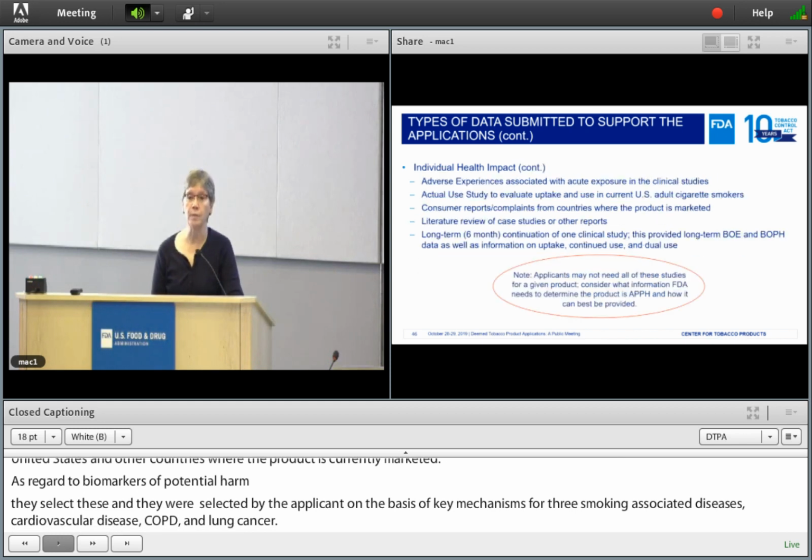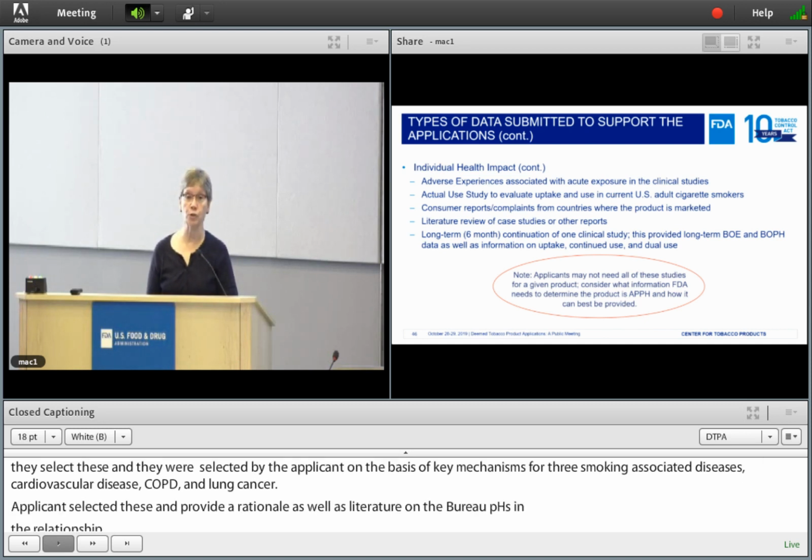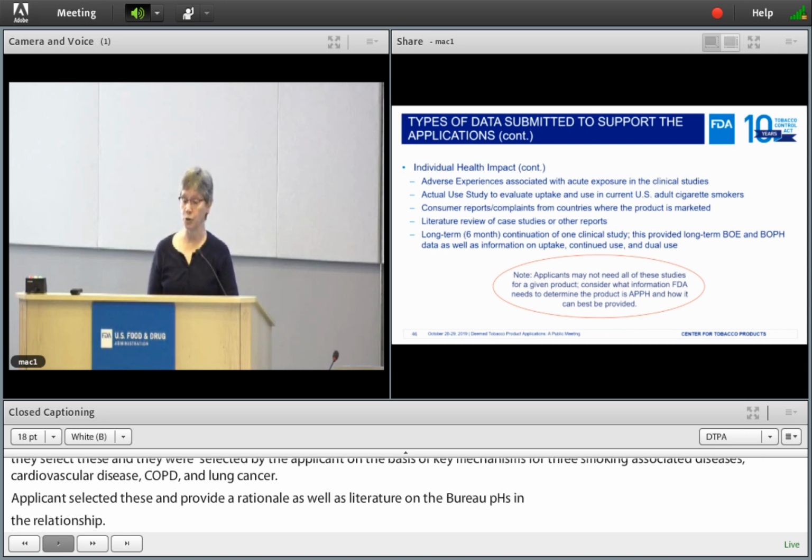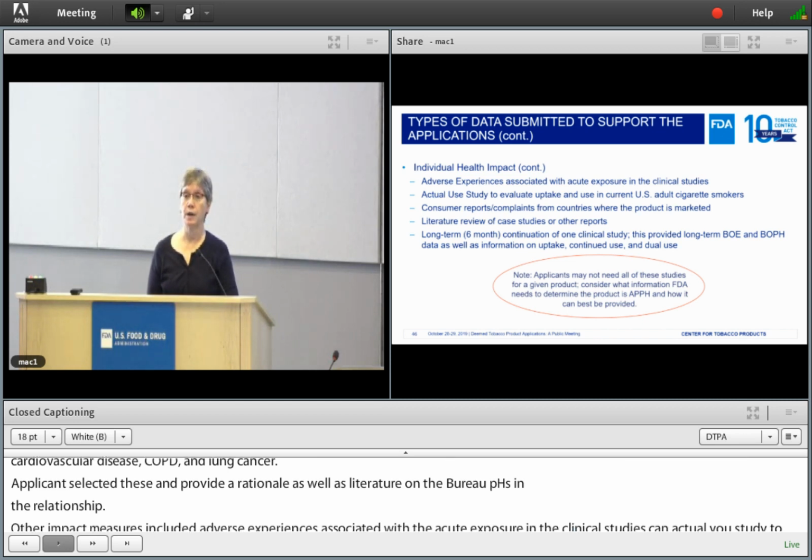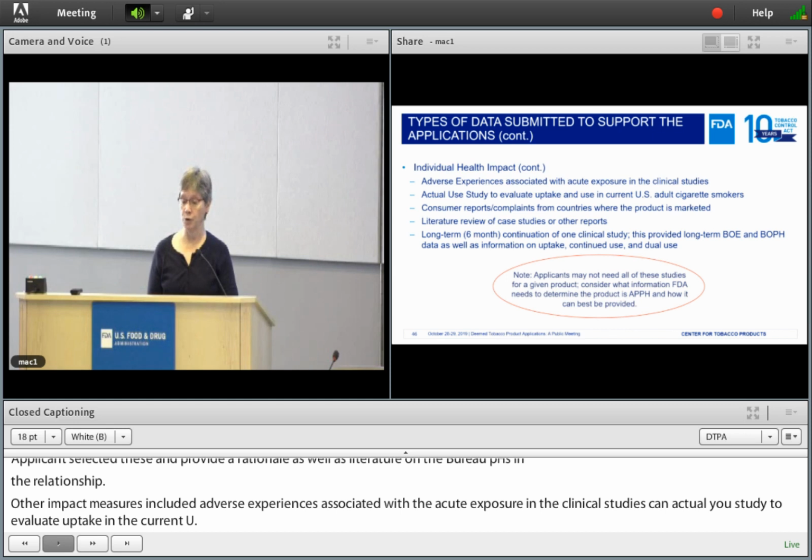Other individual health impact measures included adverse experiences associated with the acute exposure in the clinical studies, an actual use study to evaluate uptake and use in the current U.S. adult cigarette smokers, consumer reports and complaints from countries where the product is currently marketed, an updated literature review during the course of the application review with case studies and other reports. And they also provided long-term 6-month continuation of one clinical study with long-term BOE and BOPH data and information on uptake, continued use, and dual use.